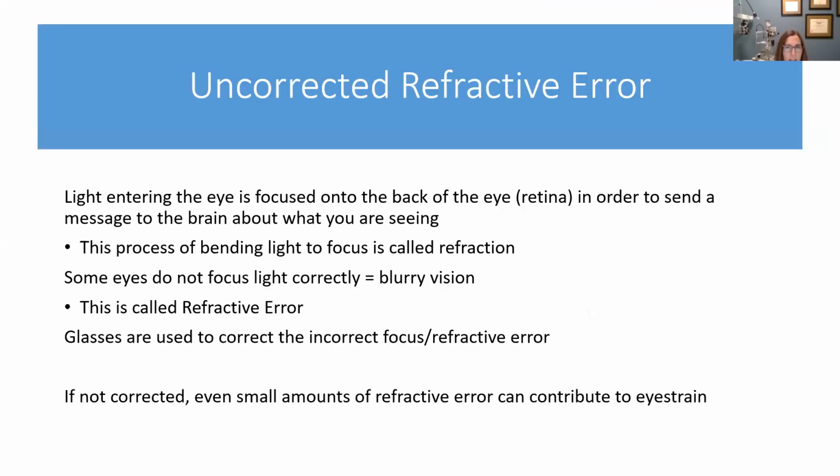So refractive error: when the light enters your eye and your eye has to focus that to the back of your eye, that process is called refraction. Again, the goal is for your eye to focus that light directly to the back of your eye. If it's not doing that, then that's called refractive error, and that's when someone sees blurry and they need to get some glasses.